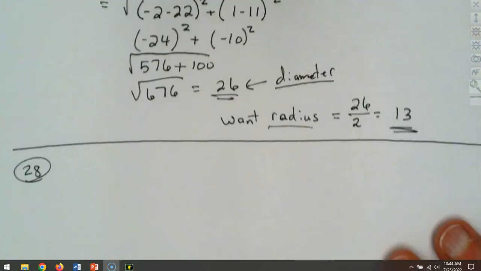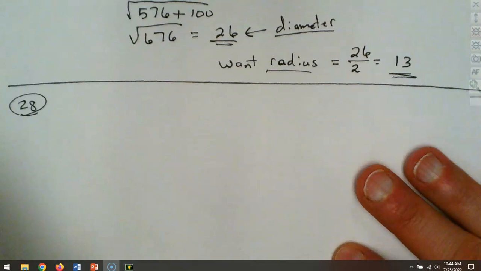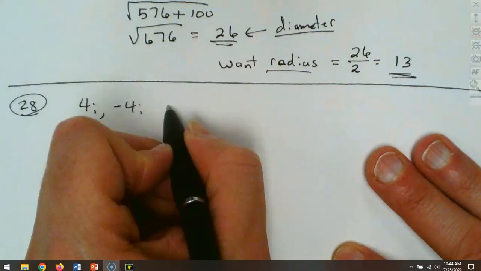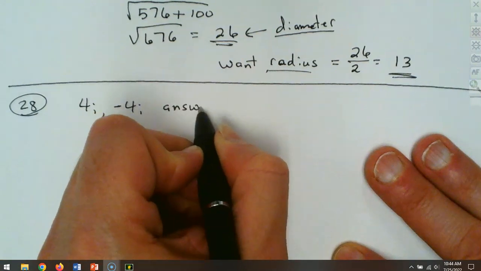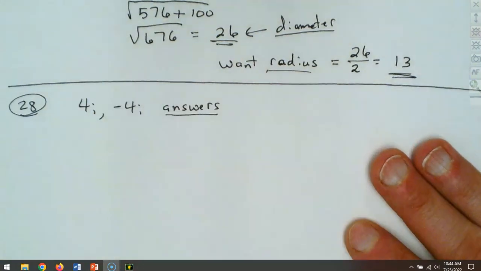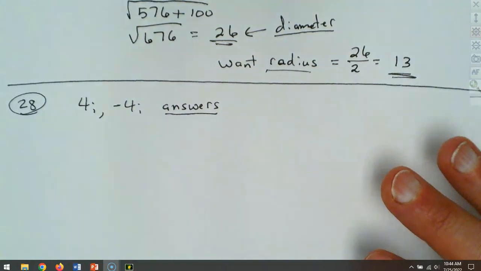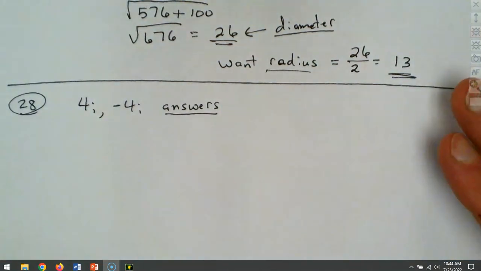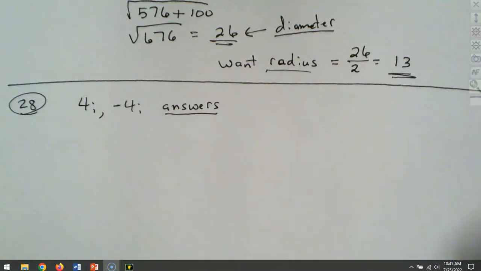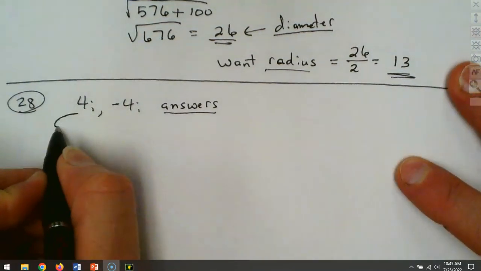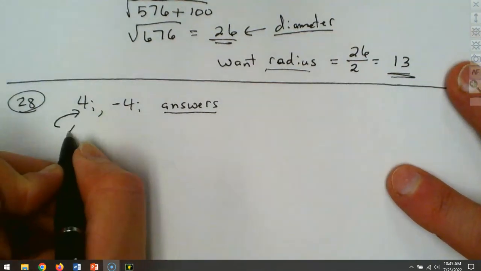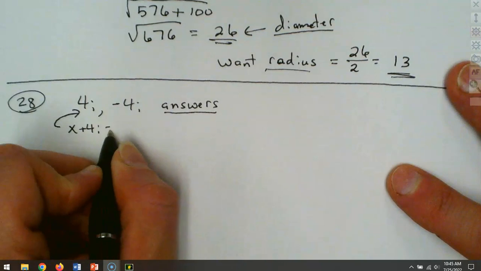Now in question 28, you're given 4i and minus 4i as the answers. Okay, so these are the answers, and we want to come up with the equation that it came from. So each one of these is a solution. So what we're going to have to do is take each one of these and rewrite it equaling 0.